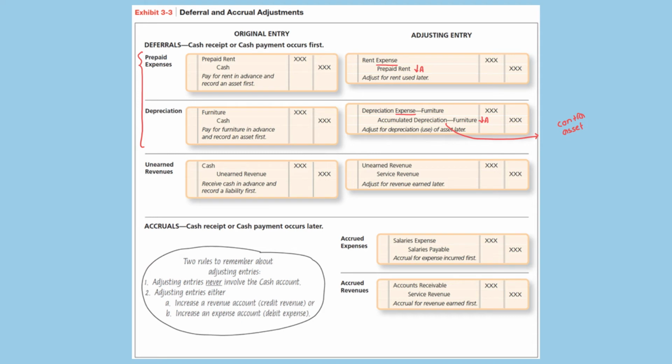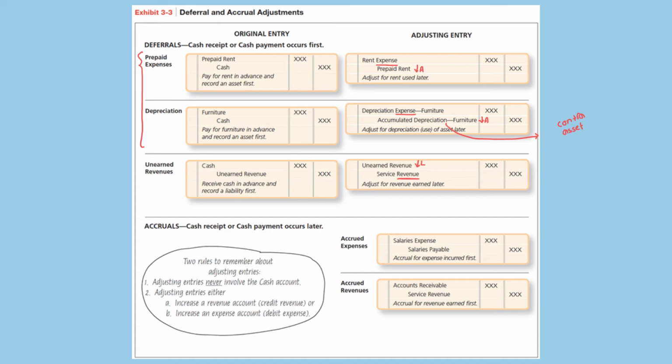And the second type of adjusting entries is deferred revenue, which is unearned revenue. I received cash in advance, but the revenue is not earned yet. So I need to debit cash and credit a liability account, which is unearned revenue. At the end of the period, I need to decrease this liability account and I need to credit a revenue account.